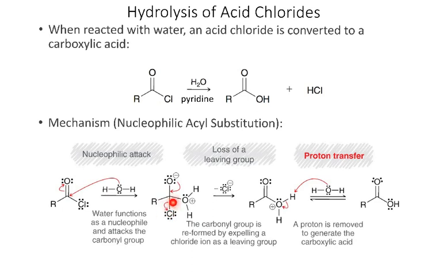Chloride is a good leaving group, so I don't need to protonate it, so I can immediately go into the loss of a leaving group. And then because the intermediate here is charged, to get the neutral product, we finish it off with a proton transfer.